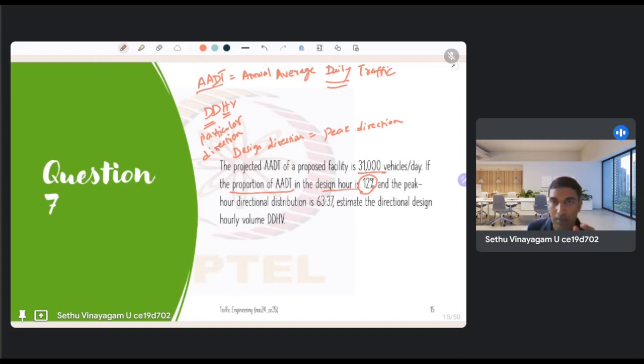And out of this 12%, 63% will go in the peak direction, and 37% will go in the opposite direction. Okay, so that's the information that is given to us. So DDHV can be calculated like this. DDHV would be AADT into this directional distribution factor, which is the 63%, into the peak hour, the proportion of traffic in the design hour, right? So let's call that K, right?